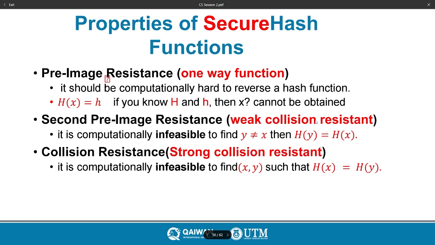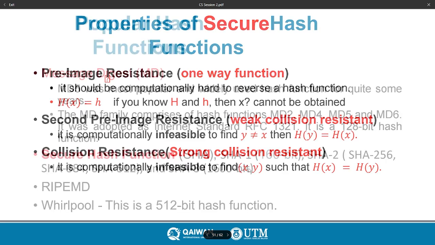Second pre-image resistance, weak collision resistance: it is computationally infeasible to find y not equal to x such that h(y) = h(x). Now, collision resistance, strong collision resistance: it is computationally infeasible to find x and y, with y not equal to x, such that h(x) = h(y). We cannot find this.